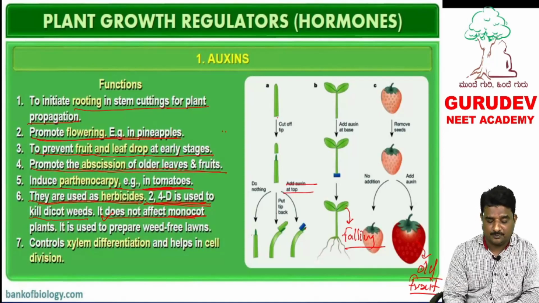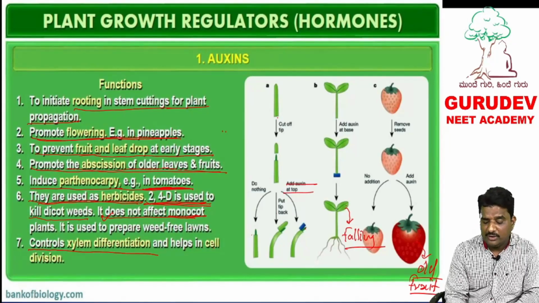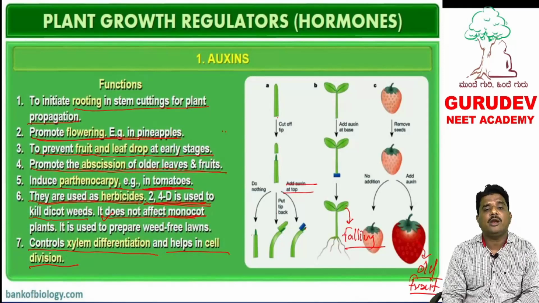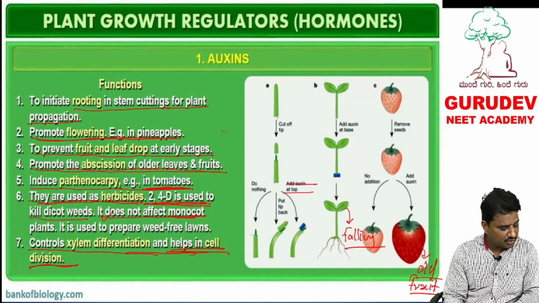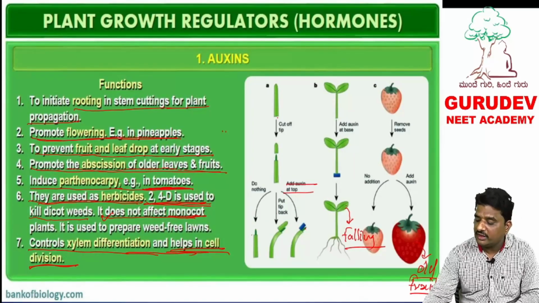It controls xylem differentiation and helps in cell division. It also helps in the xylem differentiation and cell division process. This hormone is helping in both.